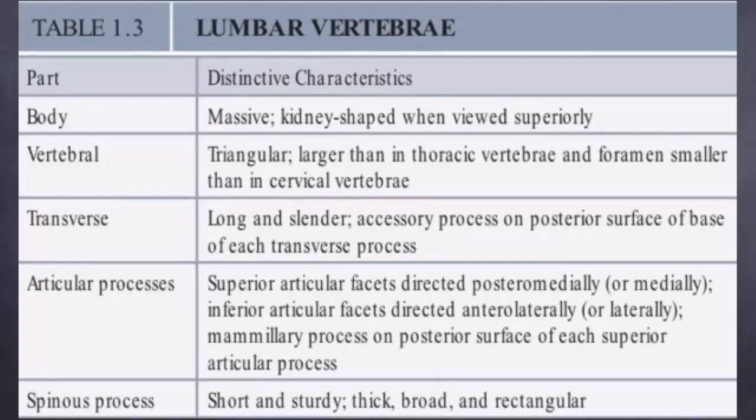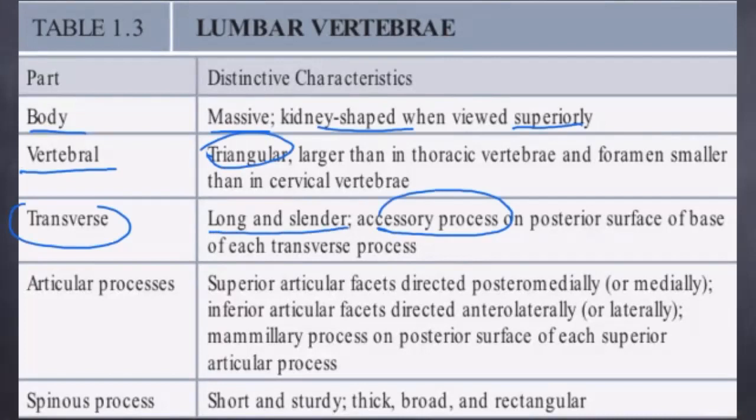Okay, this is the summary table. Body is massive, kidney shaped. Vertebral foramen is triangular. Transverse processes are long and slender. Accessory process on the posterior surface of the base of each transverse process. Articular process: superior articular facet directed posteromedially, and there is a mammillary process. Spinous process: short, sturdy, thick, broad, and rectangular.